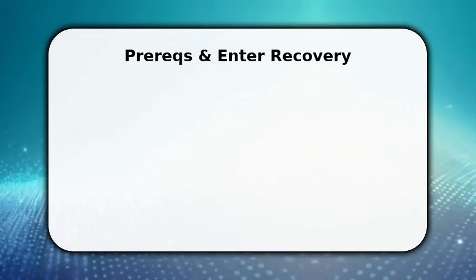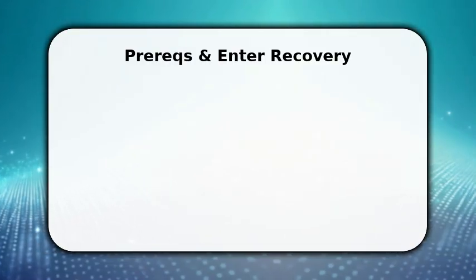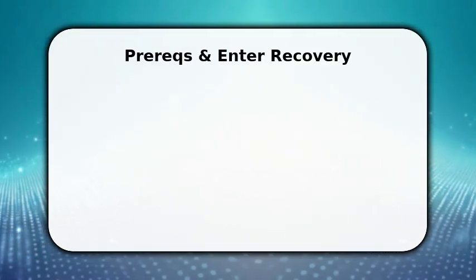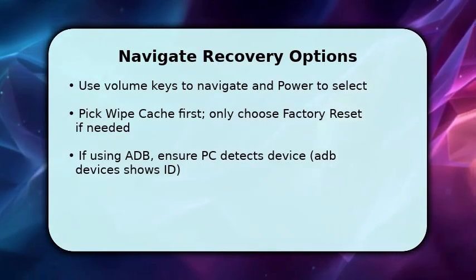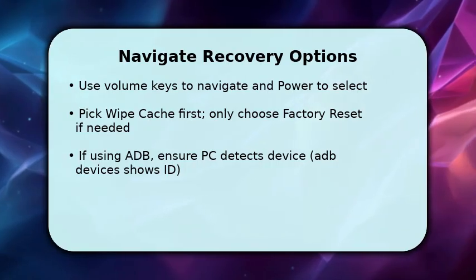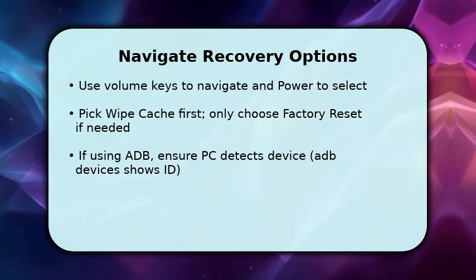Identify the correct button sequence, press firmly, and watch for the recovery logo before proceeding to menus. Once in recovery, you'll use the volume buttons to move and power to confirm. First, choose Wipe Cache Partition to remove corrupted temporary files. This often restores boot behavior without data loss.